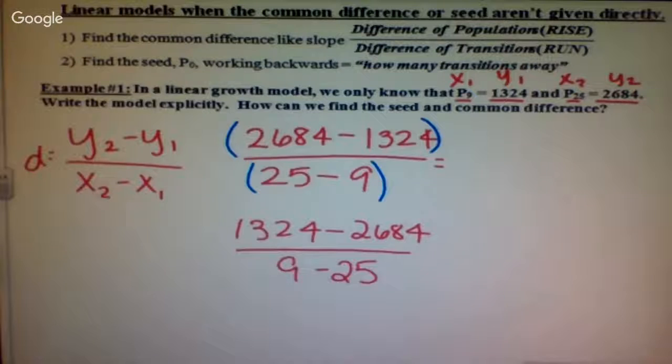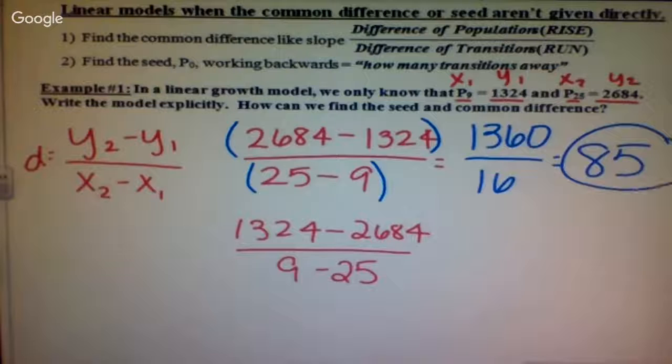So what'd you get for the top when you subtracted, Trey? 1,360. What'd you get for the bottom? 16. When you divide the two? 85. So d is 85. Oh, yeah. What? That's it? That's the slope. That's your slope. In your calculator, double check yourself.